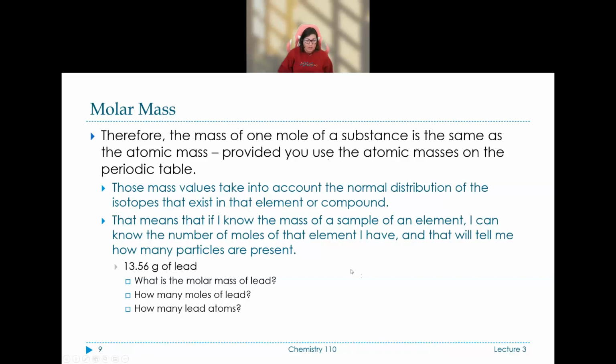Yeah, kind of, because they might ask you about it on a test. It might come up at some point, but it's really not that important, and most of us hardly ever talk about it, okay? So the mass values that exist on the periodic table take into account the normal distribution of isotopes that exist in that element or compound.